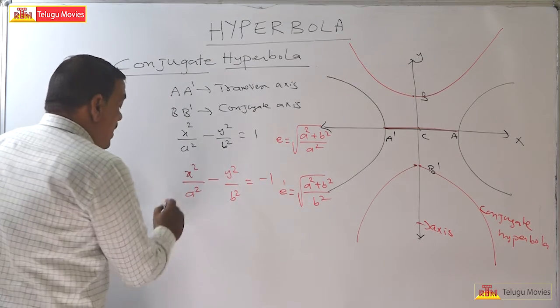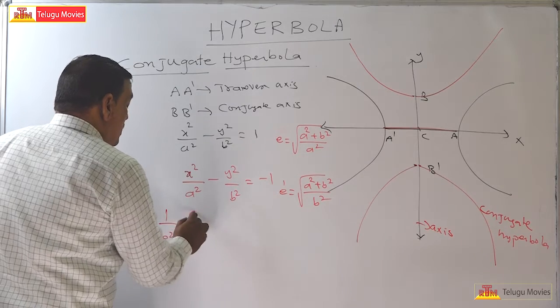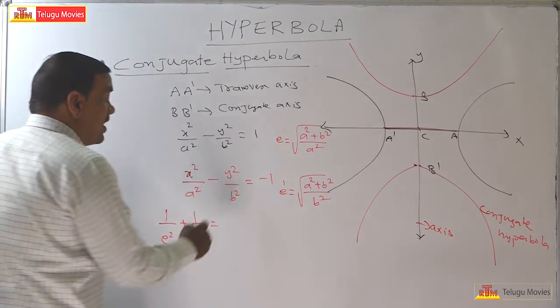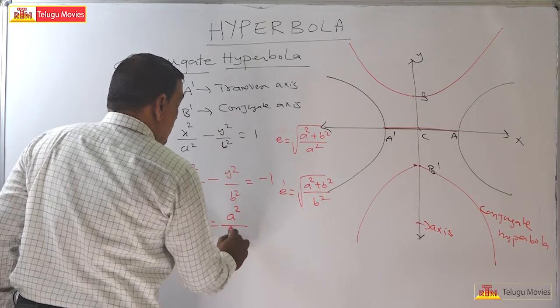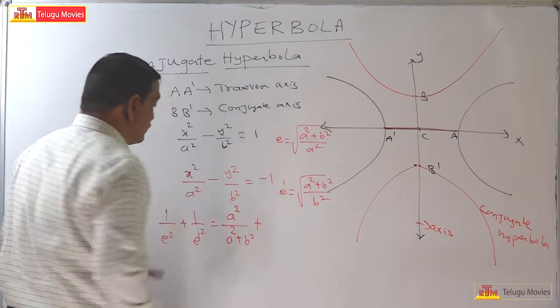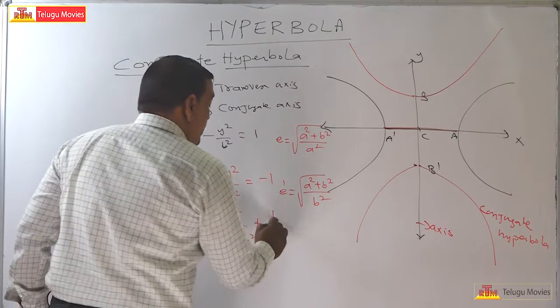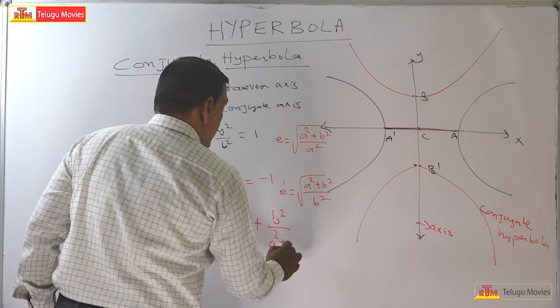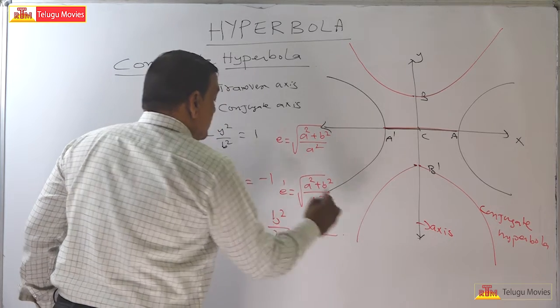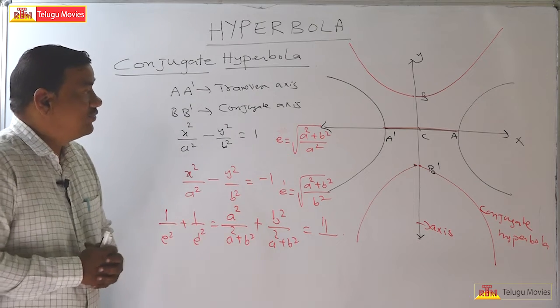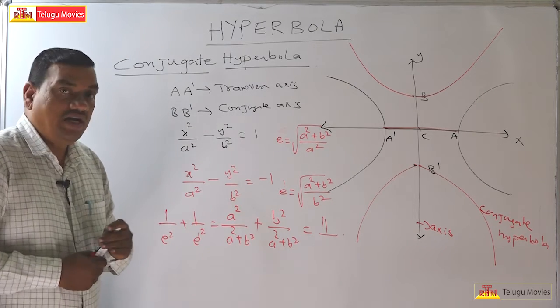Consider 1 by e square plus 1 by e dash square. 1 by e square is a square by a square plus b square. 1 by e dash square is the reverse of it, squared, so b square by a square plus b square. Clearly the sum is equal to 1. So this is the result we have regarding the conjugate hyperbola.